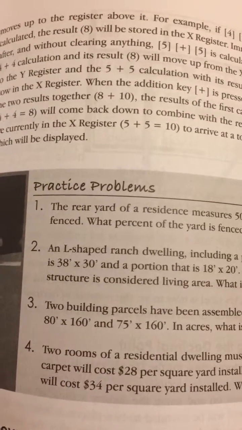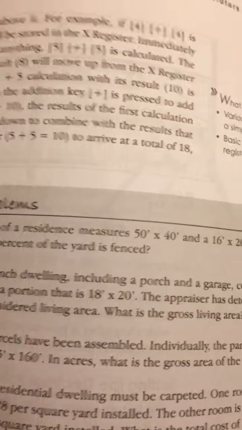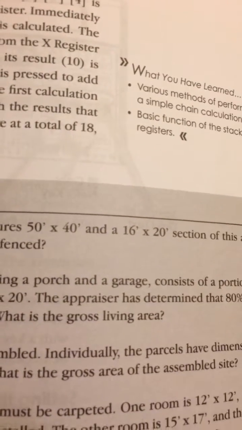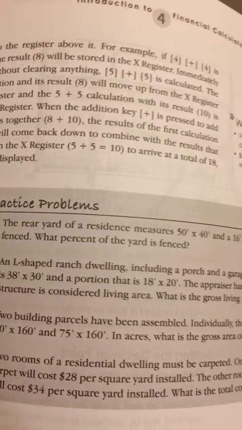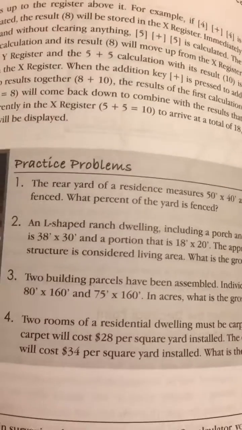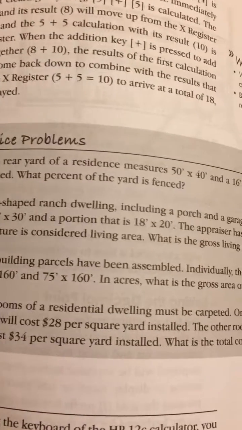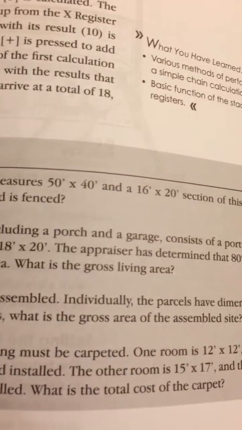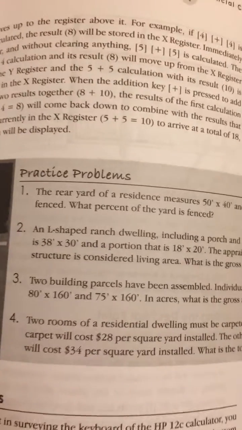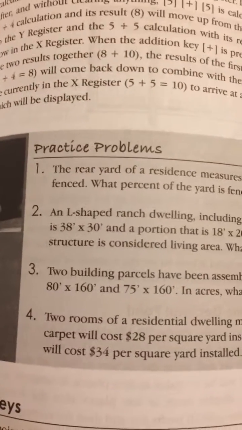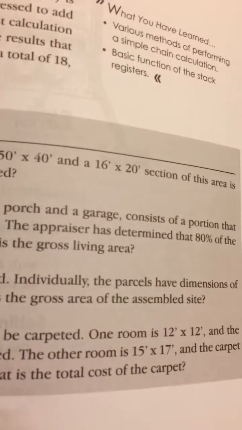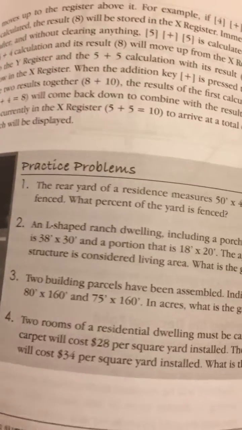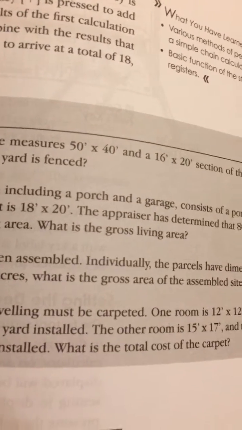Practice problems. 1. The rear yard of a residence measures 50 feet by 40 feet and 16 feet by 20 feet. This area is fenced. What percent of the yard is fenced? 2. An L-shaped ranch dwelling, including a porch and a garage, consists of a portion that is 38 feet by 30 feet and a portion that is 18 feet by 20 feet. The appraiser has determined that 80% of the structure is considered living area. What is the gross living area?